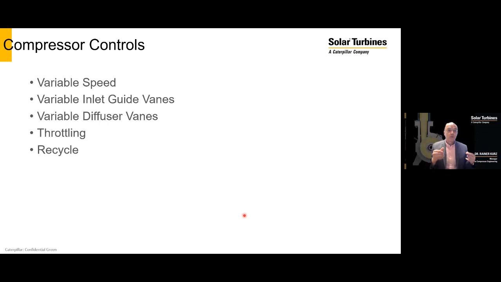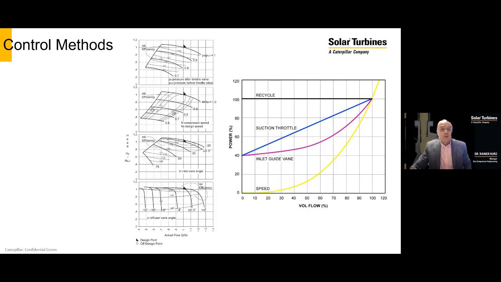You can change the speed of the machine. You can have inlet guide vanes that vary their angle. If you have vanes in the diffuser, you can adjust them too, although it's very rarely done. You can throttle the gas at the inlet into the machine, or you can recycle the gas around the machine. And without going into too many details, for each of these methods, you get a different operating map. But the key thing is, if I want to, for example, go from a certain design point and then I reduce the flow, how much power am I going to save?